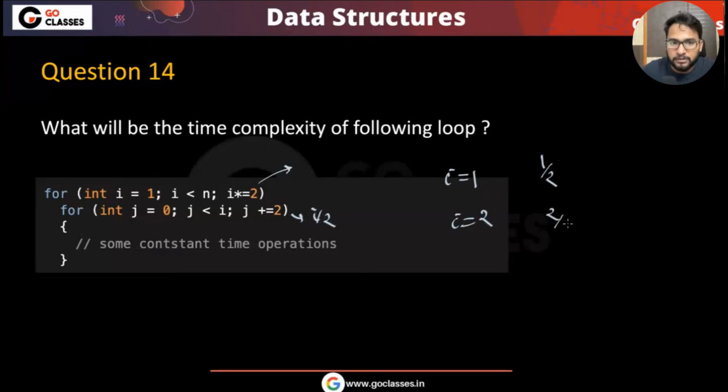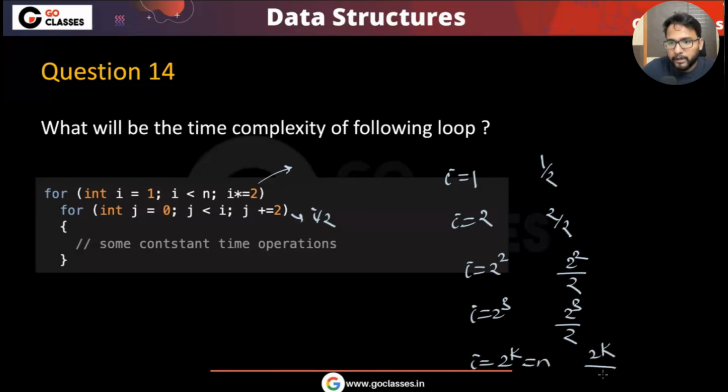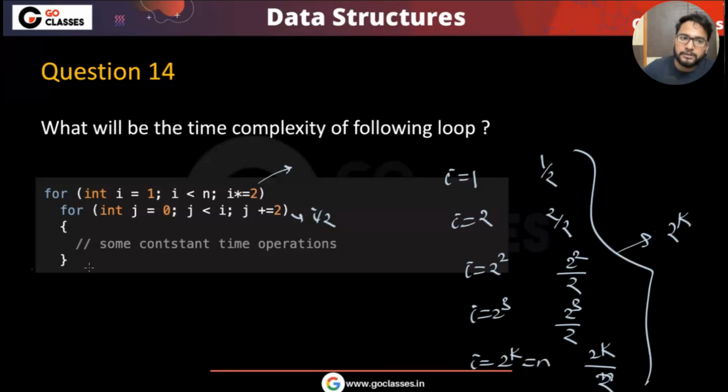this is 2 by 2 times. For i equal to 2 square, 2 square by 2 times. For i equal to 2 cube, 2 cube by 2 times. For i equal to 2 power k, which is, let's suppose, n, 2 power k by 2 times, right? So again, you can say this is increasing GP. So 1 by 2, you can take common. Then it is just increasing GP, right? This is 2 power k. So 2 power k means this is again going to run n times. I'm not going to do the complete calculation, since we don't need to find the exact number of steps, but yeah, order of n should be the answer.